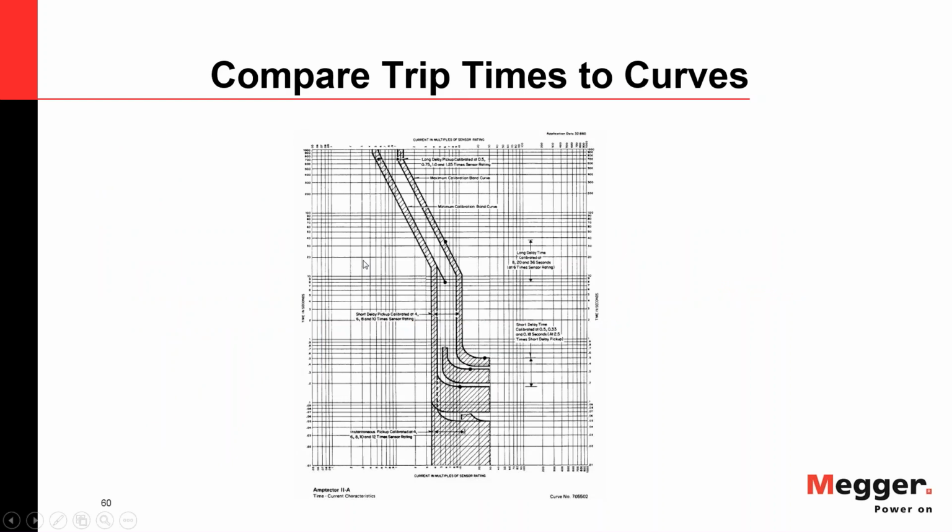Now, the next thing is comparing the trip times to the curves, also very time consuming. First of all, you need the curve. Second of all, you need to be able to read the curve. And this is actually, even though it doesn't look like it, a kind of complicated one because it has all kinds of adjustments and exceptions to it. And this is, by the way, for an airframe breaker. So you have the long time, the short time delay, and then the instantaneous.